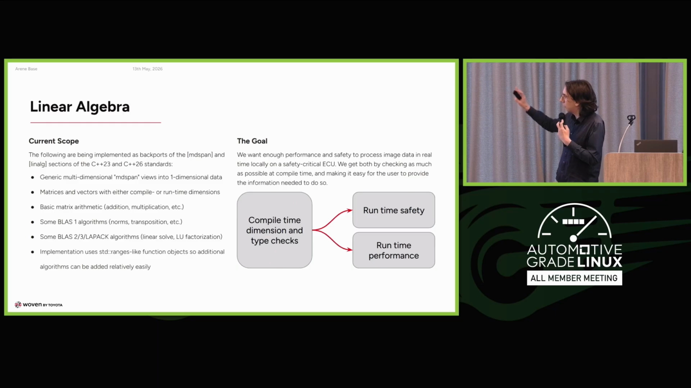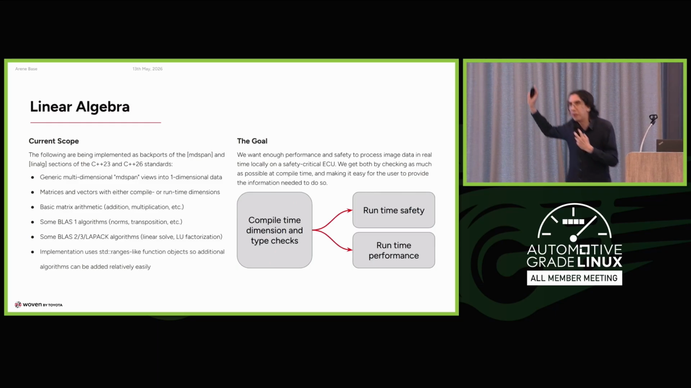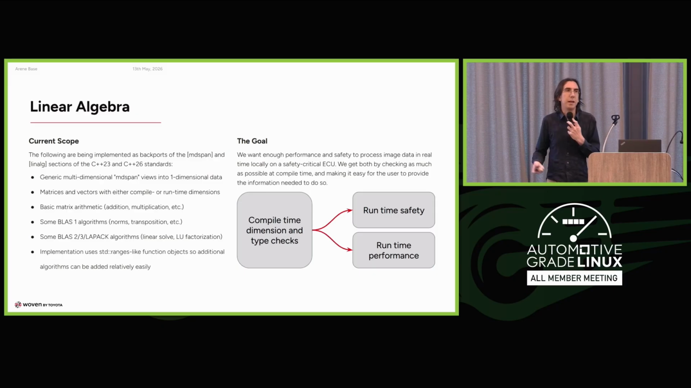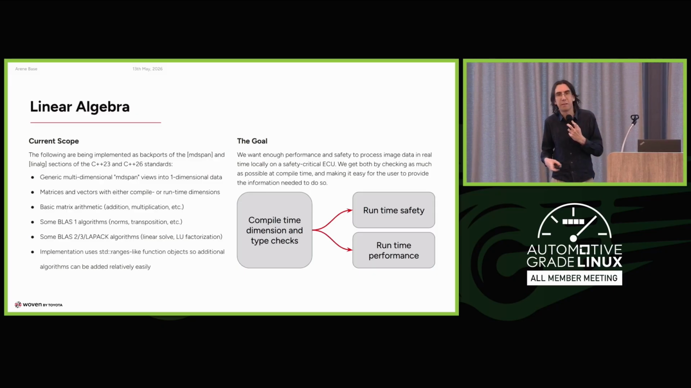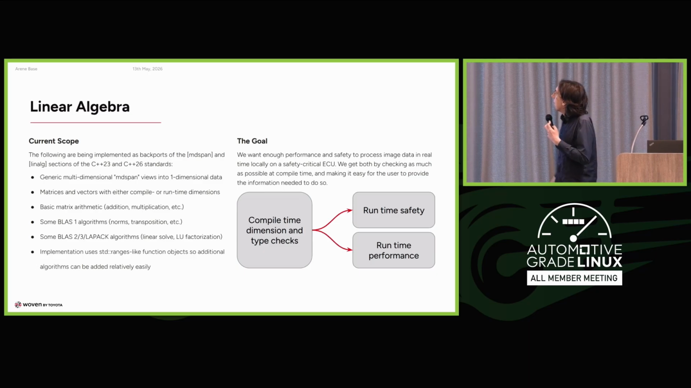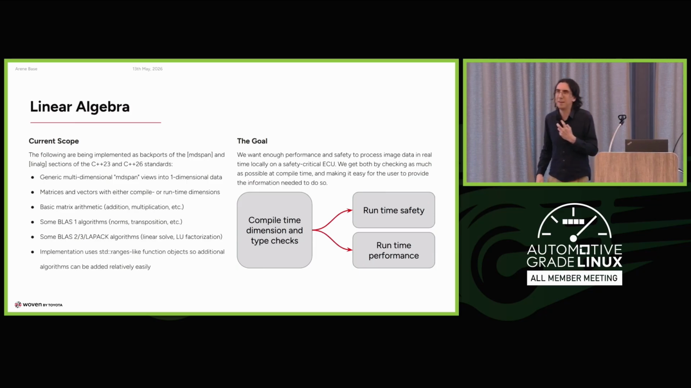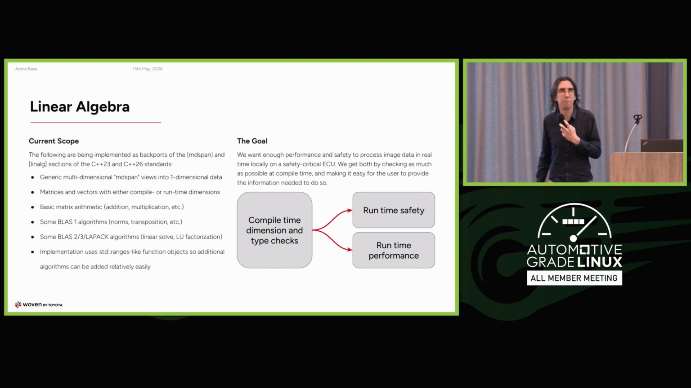The key secret sauce here is checking as much as possible at compile time and providing you with the nice syntax that makes it easy to specify things like the dimensions of matrices at compile time or ranges of data, that sort of thing. And this gives you both safety and performance basically for free. It makes your program compile a little slower, but the runtime overhead is basically nothing.